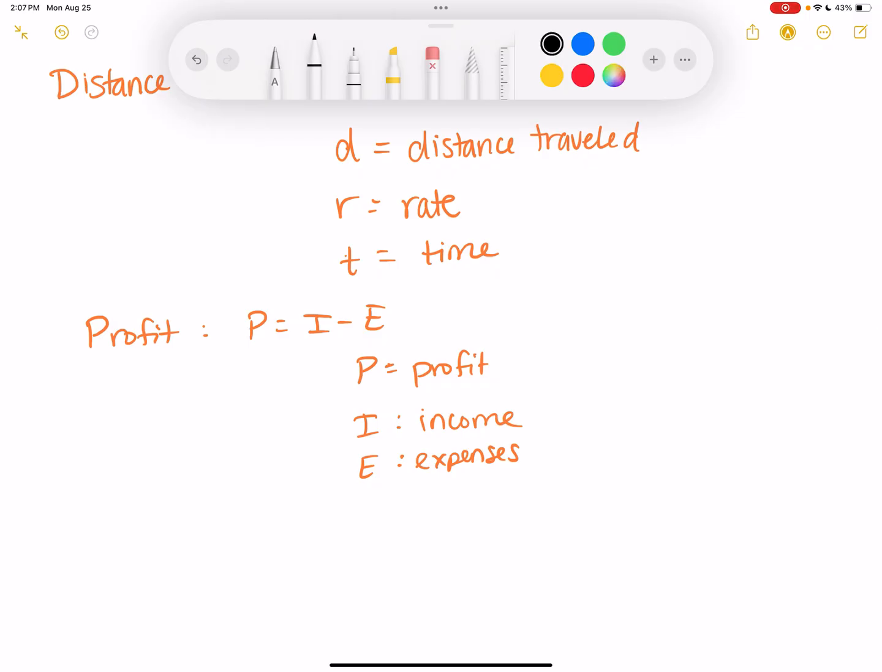All right. Let's jump into some problems. All right, in exercises 3 through 5.